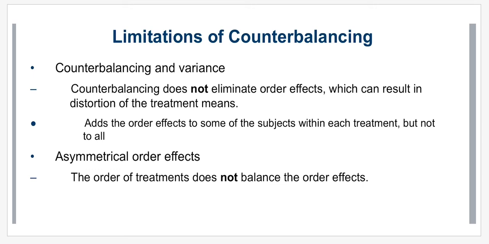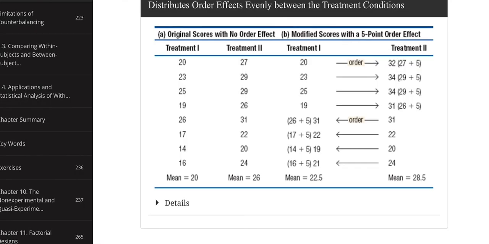Another limitation that you need to be aware of is that it's adding the order effects to some of the subjects within each treatment, but not to all. What that means is that it is creating a higher variance within the groups. So going back to this table, you see in treatment one, the first four scores were not affected, but the last four scores are now higher. And then the same with treatment two. The first four scores are now higher, and the last four scores did not change.